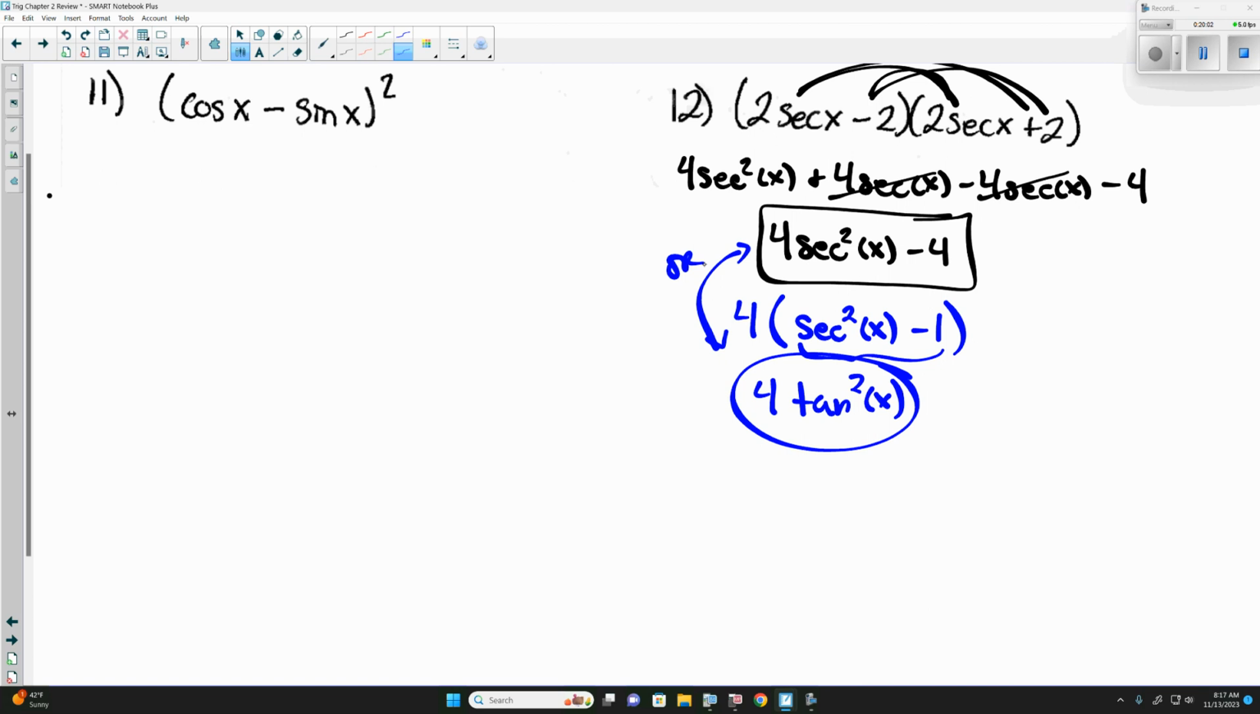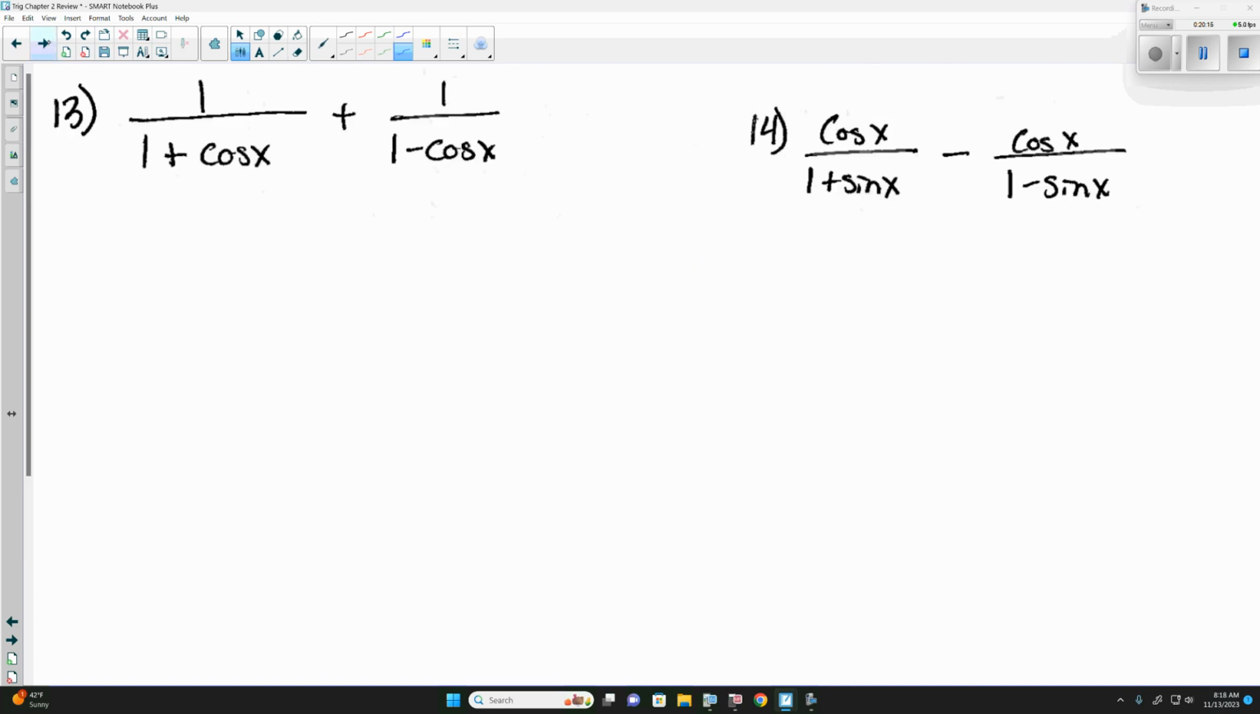Questions on this here? Questions on number 11. Questions on 13 or 14. 14. Now, for us to be able to add or subtract two rational expressions, we need the denominators to be the same.